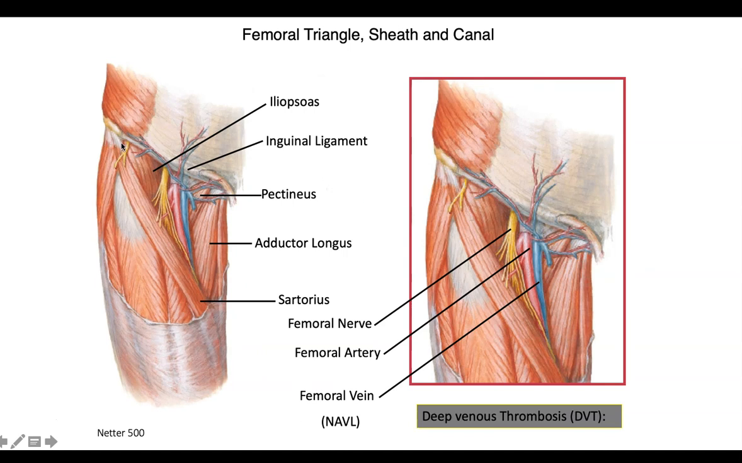So this is the proximal part of the thigh underneath the inguinal ligament. The skin, superficial fascia, and also the fascia lata or the deep fascia is reflected from here. You can see, inferior to the inguinal ligament, there is a subfascial triangular area which we call the femoral triangle, bounded by the muscles. This is the femoral triangle.